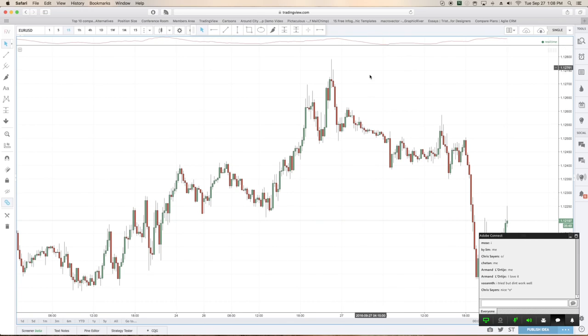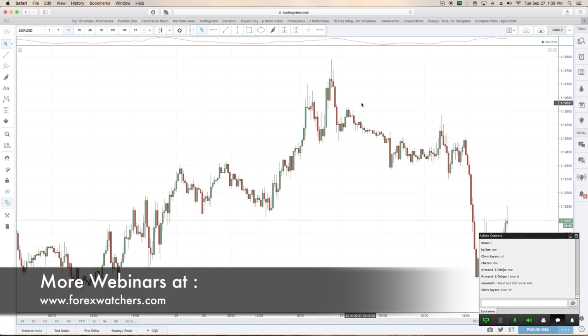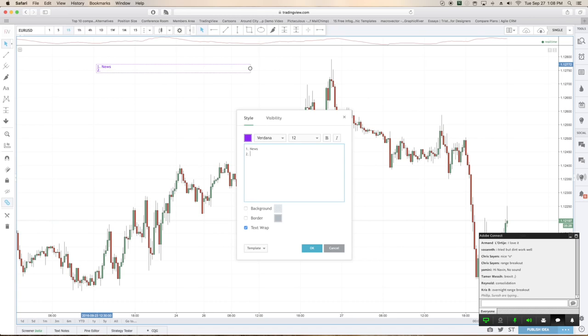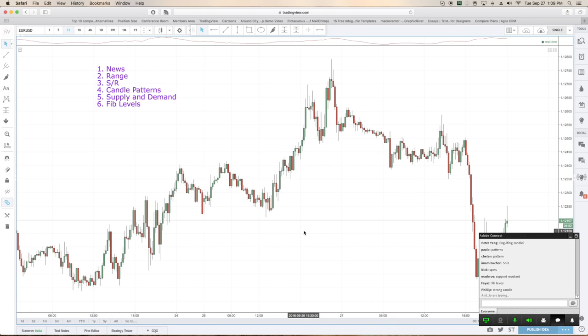Okay, so what kind of breakouts are there? What things can break out? What techniques can break out? News, range, support resistance, candle patterns, supply and demand, very similar to support resistance, but okay, and Fib levels. Now, if we are looking at this list, isn't that practically everything in the market?